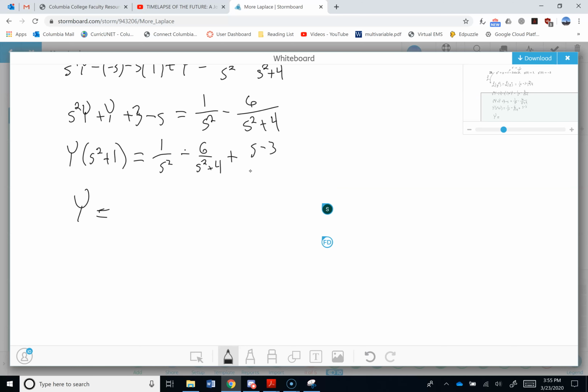I frankly am not totally sure what's the best call with that. So I'm going to combine it all, and this might get real messy fast. So I have a 1 over s squared plus 1. And then in these parens, I'm just combining everything. So I have an s squared times s squared plus 4 that needs to be combined, right?